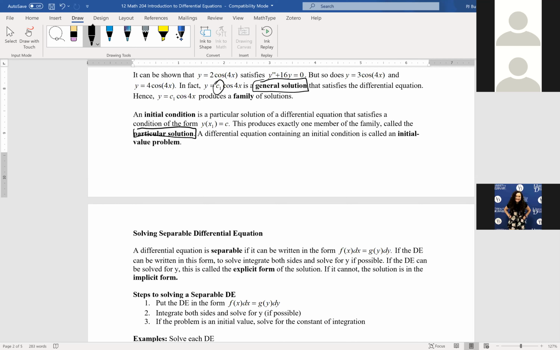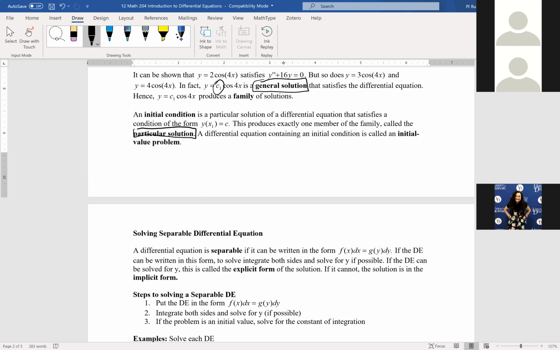So it looks like it doesn't matter what the coefficient is, it's still a solution to the differential equation. Therefore, we could say that the general solution is just some coefficient, C1, times cosine 4x. And that's our family of solutions.